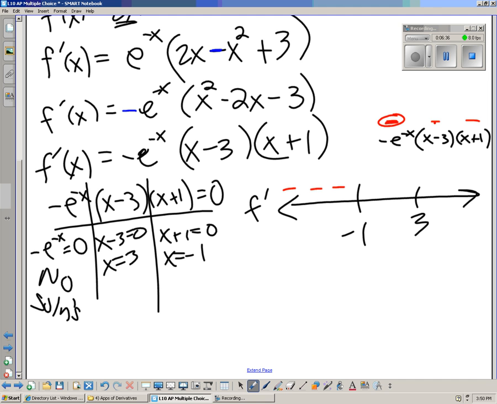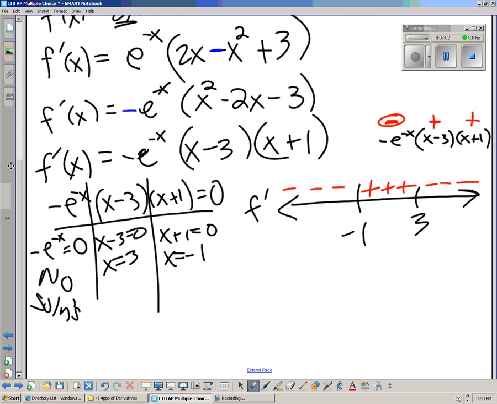Now I'll pick 0. Negative e to the negative x is negative. 0 minus 3 is still negative. 0 plus 1 is positive. Negative times positive is positive. Then, on the interval from 3 onward, negative e to the negative x is still negative. We'll pick 4. 4 minus 3 is positive now, and 4 plus 1 is positive. Negative times positive is negative. There is my sign chart.